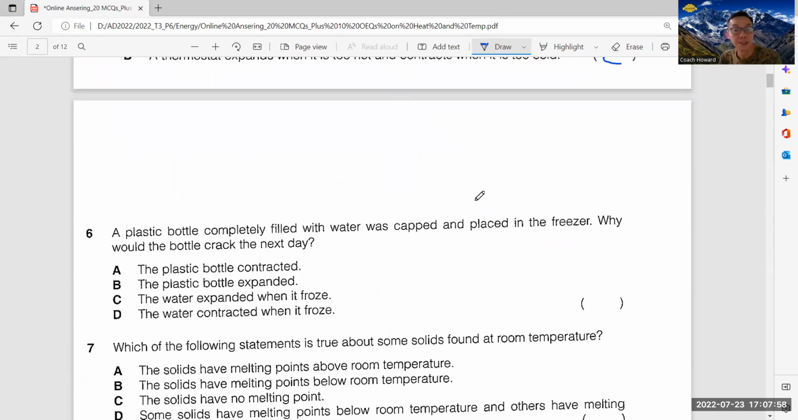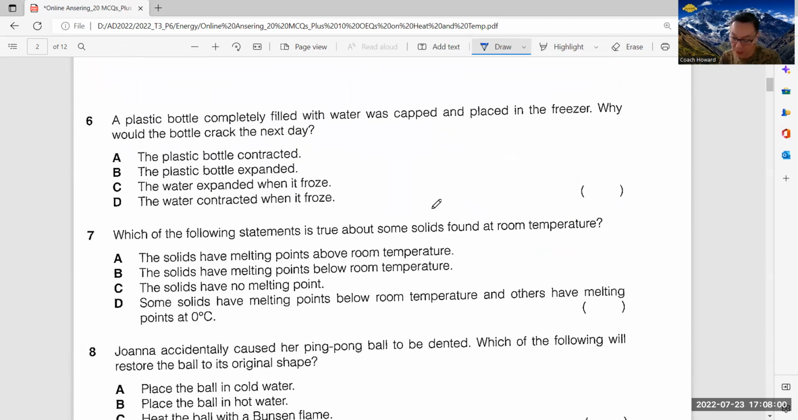Okay, next, number 6. I'll go through quickly. This one quite easy. When you put the water in the freezer, after that, the bottle cracked the next day. The reason is because when water becomes ice, its volume increases. So it's C. The water expanded when it froze.